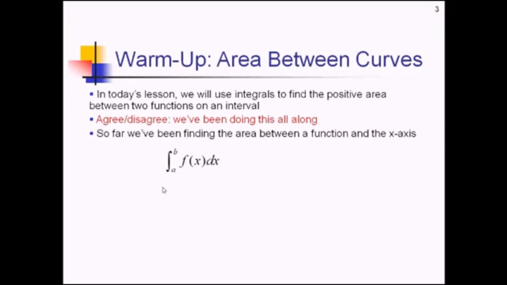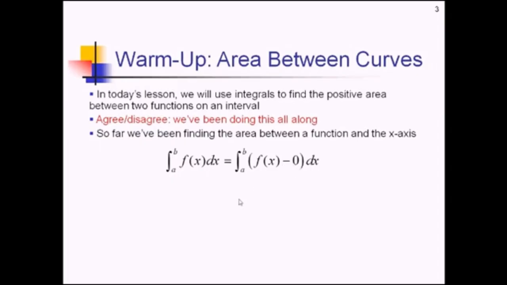So when you were finding the integral from a to b of f of x dx, you could have thought of this as finding the integral of the distance between f of x and the line y equals 0, or simply f of x minus 0, because we subtract to find the distance between two things.